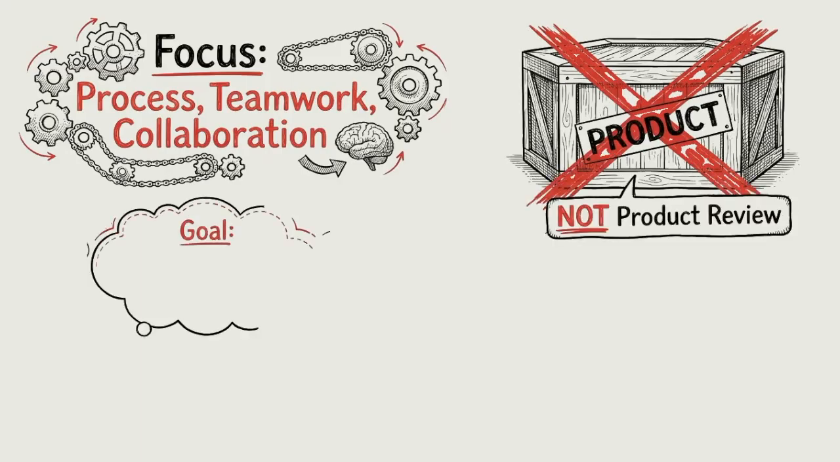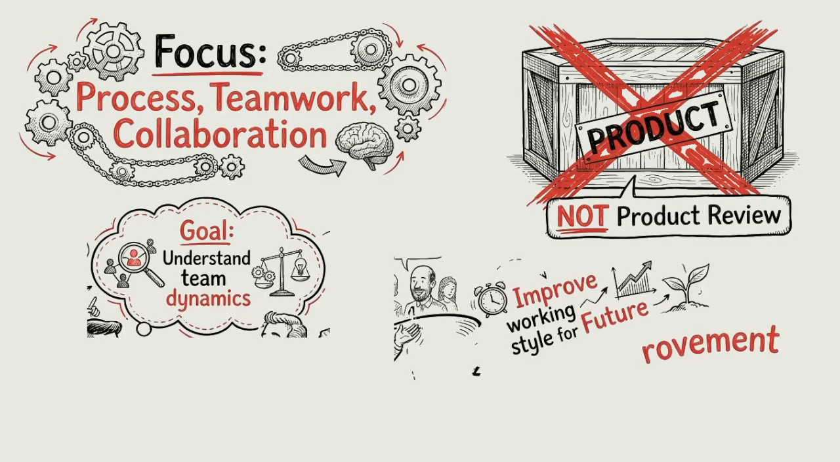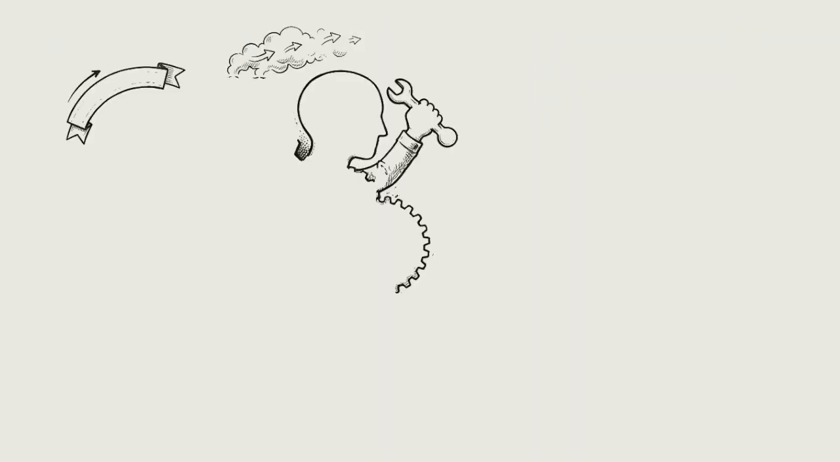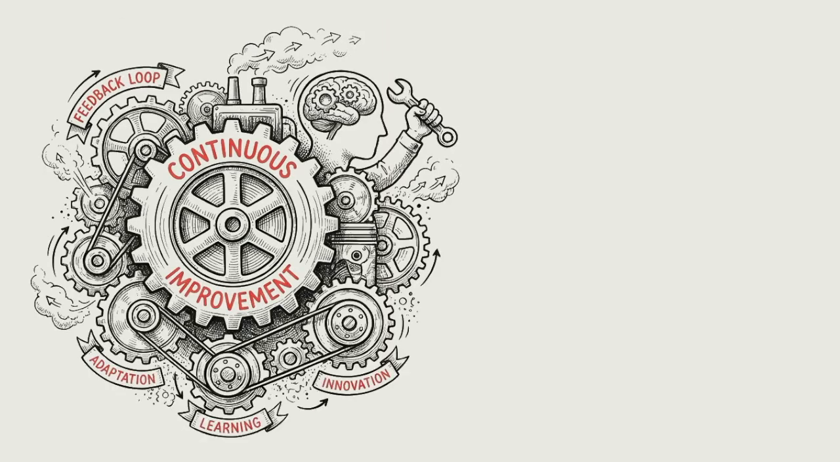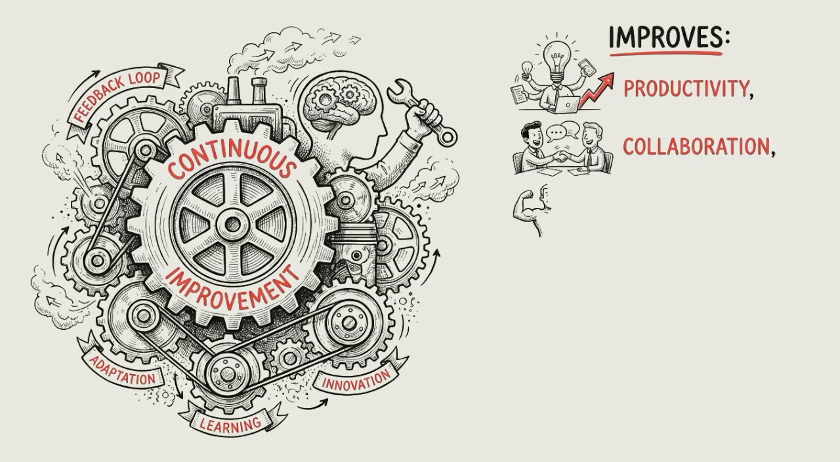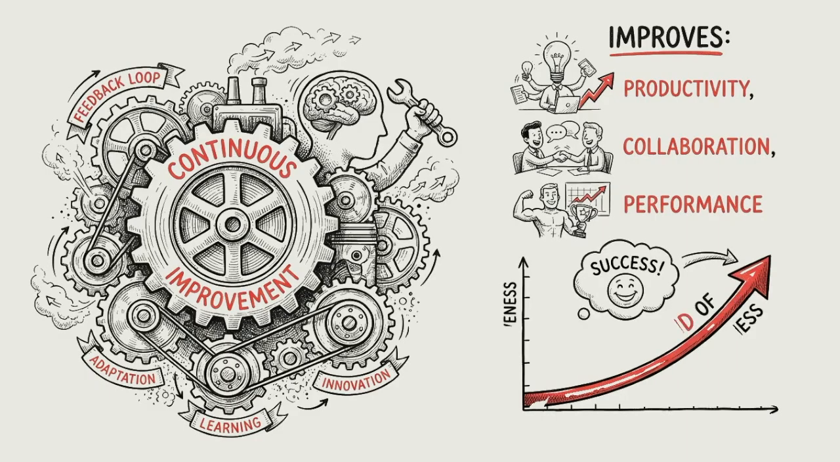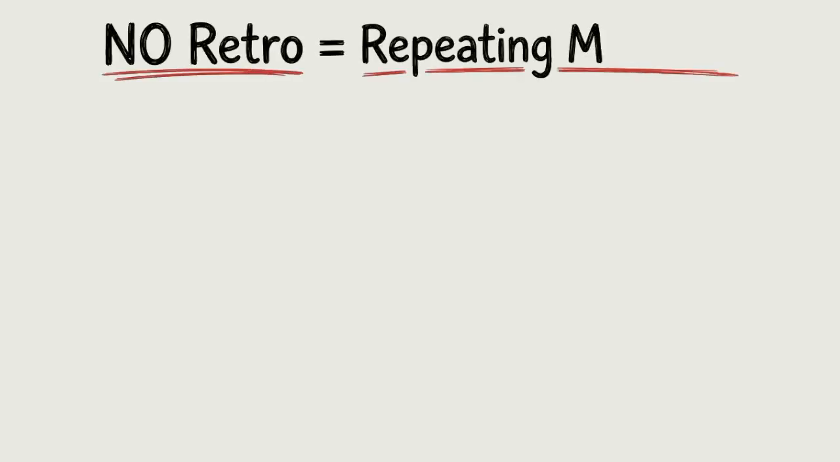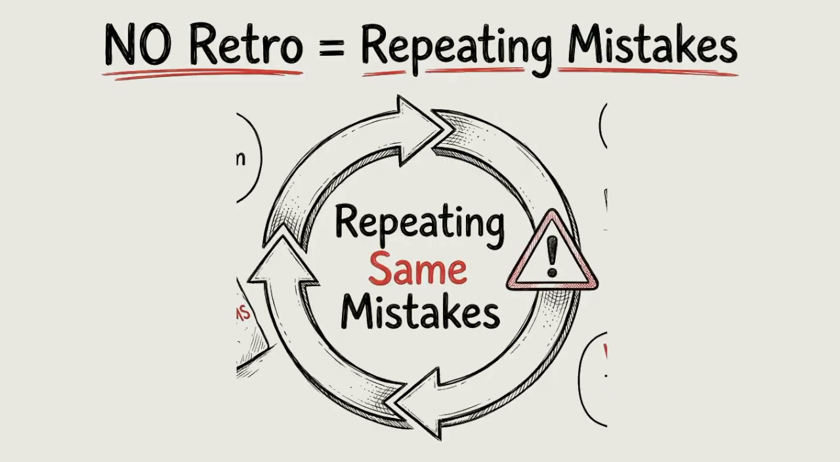The goal here is to understand how the team worked together during the sprint and how that way of working can be made better in future. The sprint retrospective is the engine of continuous improvement in Scrum. It helps the team improve productivity, collaboration, communication, and overall performance. When teams regularly reflect and adapt, they become more effective over time. Without retrospective, the team may keep repeating the same mistakes sprint after sprint without learning from them.